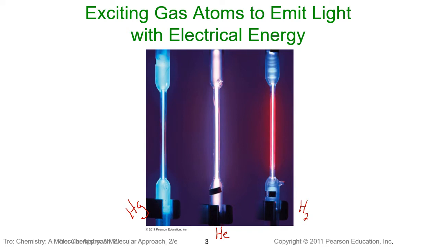And so we're exciting the electrons into a position further away from the nucleus. And when those electrons fall back towards the nucleus, they give that additional energy off as light.